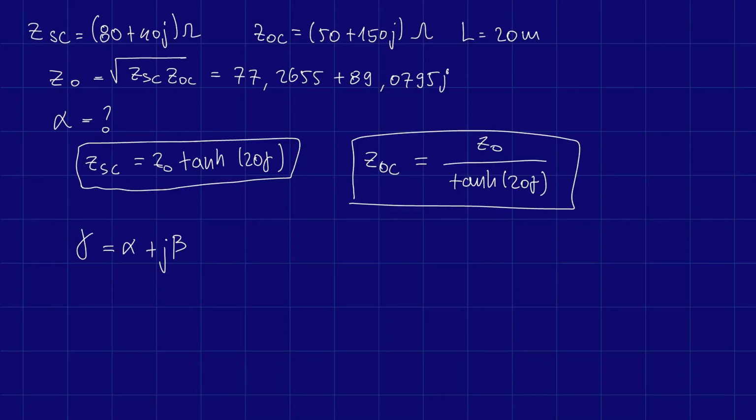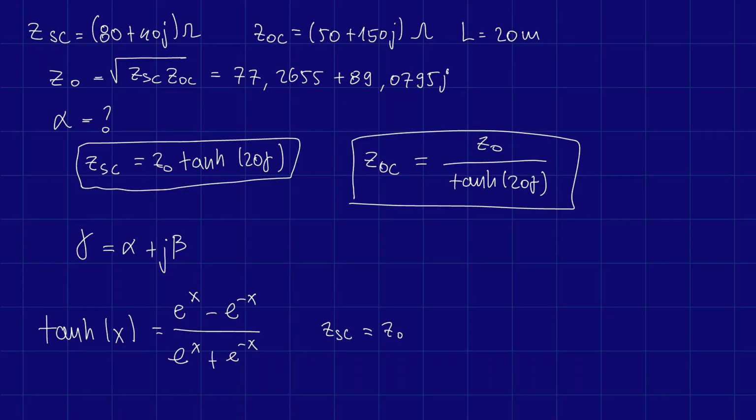An identity that will help us solve this is that the hyperbolic tangent of x is equal to e to the x minus e to the minus x divided by e to the x plus e to the minus x. So if we apply this to the first equation, we will get Z short circuit equals, we rewrite Z0 multiplied by the hyperbolic tangent of 2l gamma, which is e to the 2l gamma, since here x is equal to 2l gamma, minus e to the minus 2l gamma divided by the rest, applied in the same way.